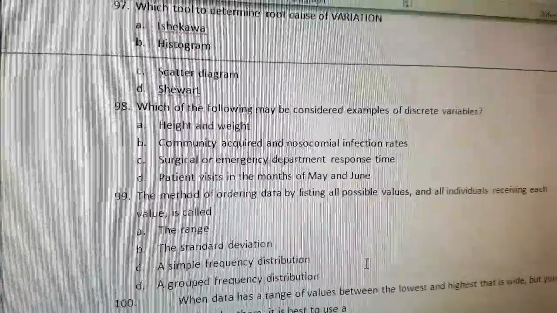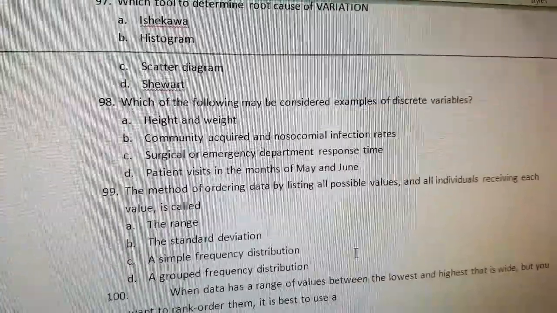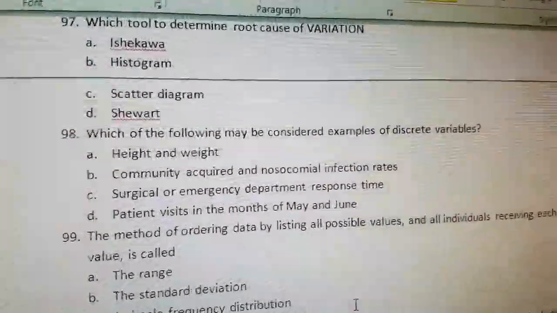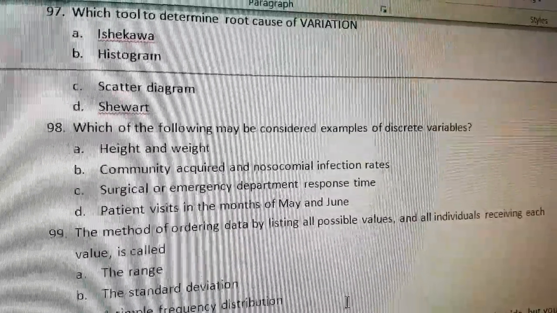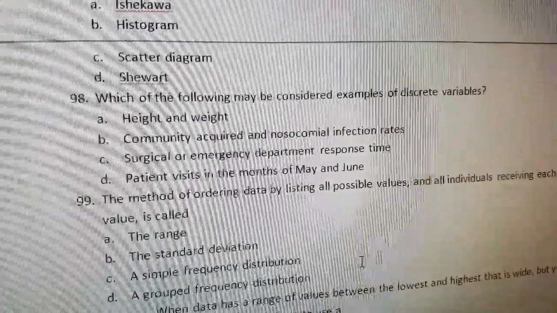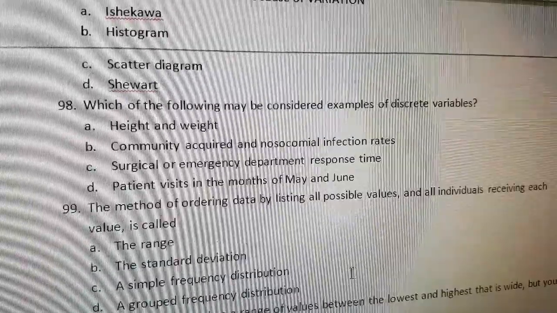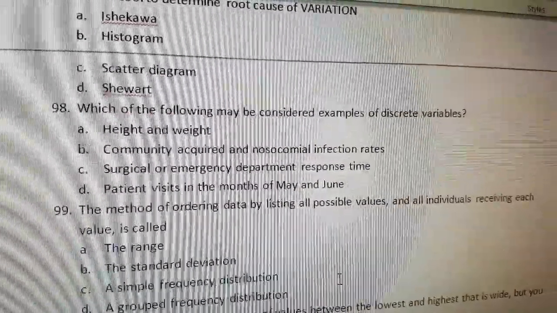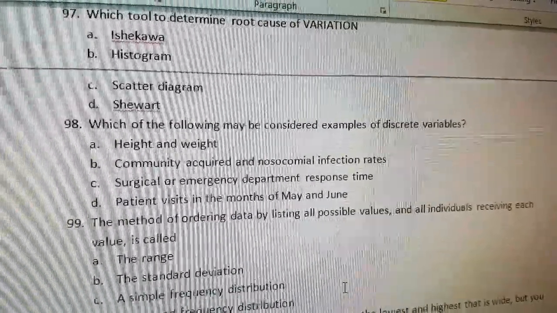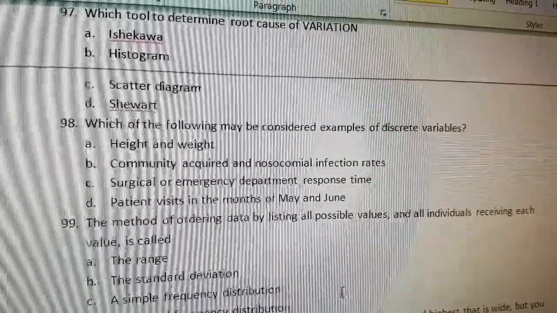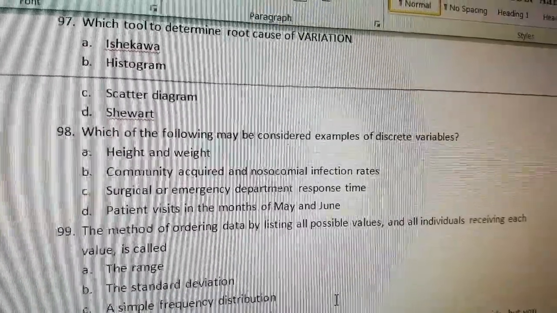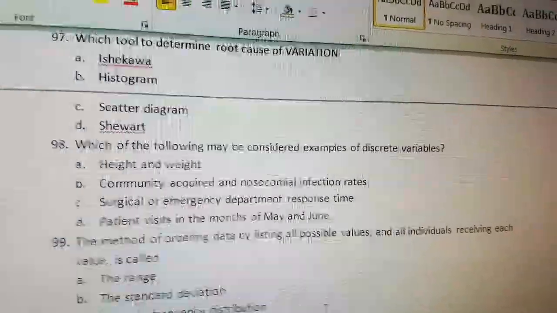We'll see some similar CPHQ questions related to data and data types. See, the first one is question number 98. Which of the following may be considered examples of discrete variables? There are four options given. First one is height and weight. Second one is community acquired and nosocomial infection rate. Third one is surgical or emergency department response time. And fourth one is patient visits in the months of May and June. We need to choose the correct answer among the four options. Which one is the discrete variable?